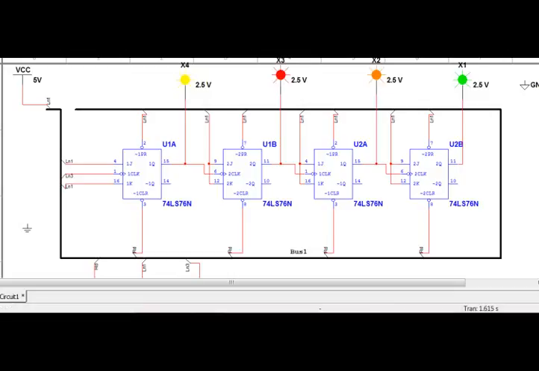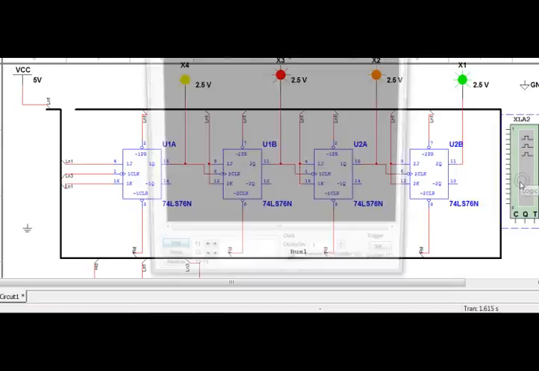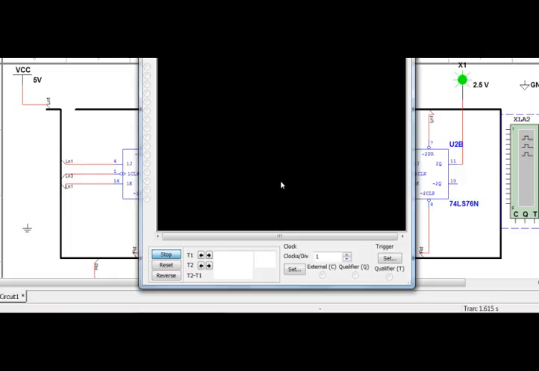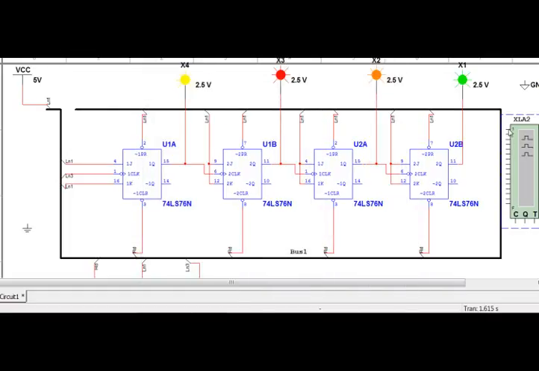Okay, now, but that's not what we really want to see. What we really want to see is we want to see it on the logic analyzer. Oh yeah, that's what we want to do. We want to use the logic analyzer because this is going to give us the picture that's on the bottom of page 544. Okay, so there's the logic analyzer.